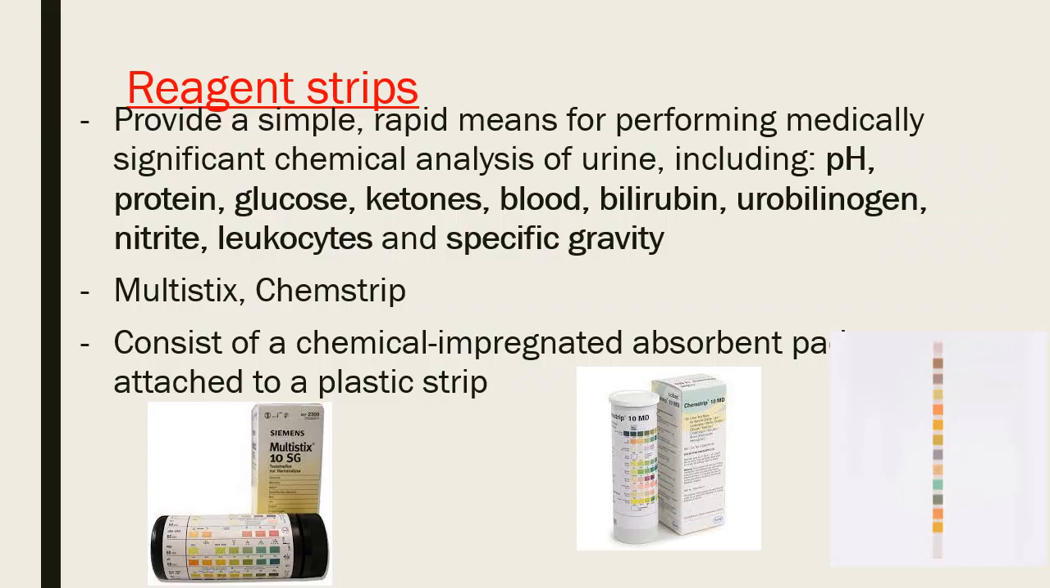Next, your reagent strips. The reagent strip provides a simple, rapid means for performing medically significant chemical analysis of urine, including pH, protein, glucose, ketones, blood, bilirubin, urobilinogen, specific gravity, nitrite, and leukocytes. There is a color-producing chemical reaction that takes place when the absorbent pads come in contact with your urine.